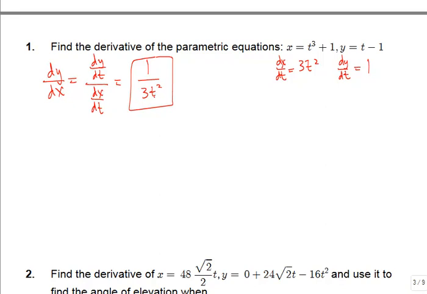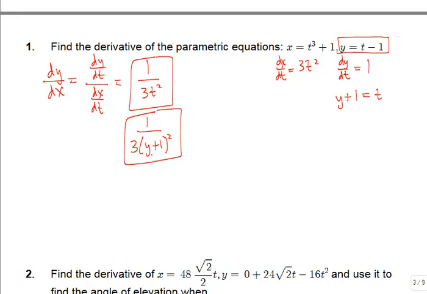Sometimes it's nice to have this equation either in terms of the variable y or in terms of the variable x instead of in terms of t. So if you wanted to turn this in terms of the variable y, you could go over to the fact that we have y equals t minus 1, so that means y plus 1 is equal to t. So in terms of y, this would be the same as 1 over 3 times, and then I'm going to replace this t with y plus 1, quantity squared. So the derivative would also be equal to that.